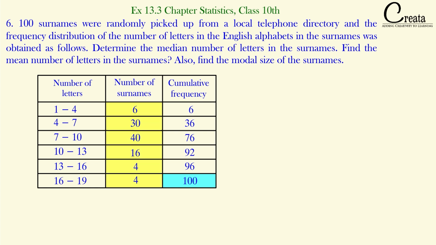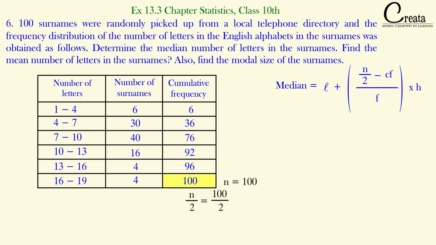You can also cross-check in the question. The data is given regarding 100 surnames and the number of surnames are the frequency. So our calculation of the cumulative frequency is exactly correct. 100 and 100 are matching. Further, this is the formula of the median. Our next step in calculating the median is finding n by 2. And n is 100, so n by 2 will be 100 upon 2, which is 50.